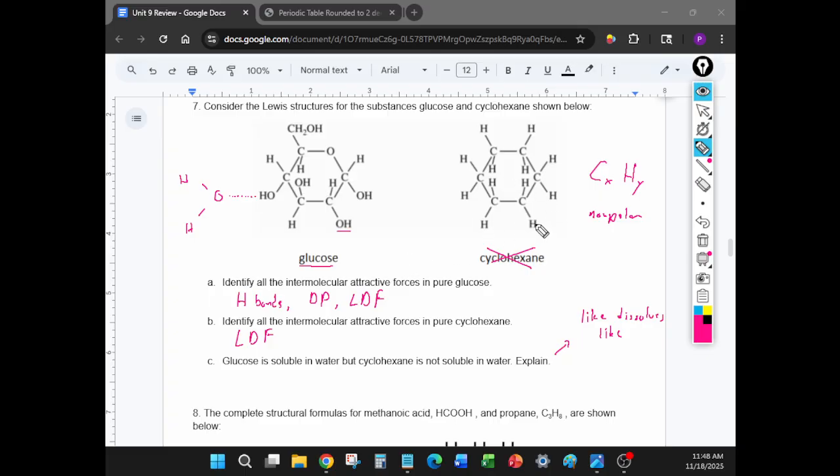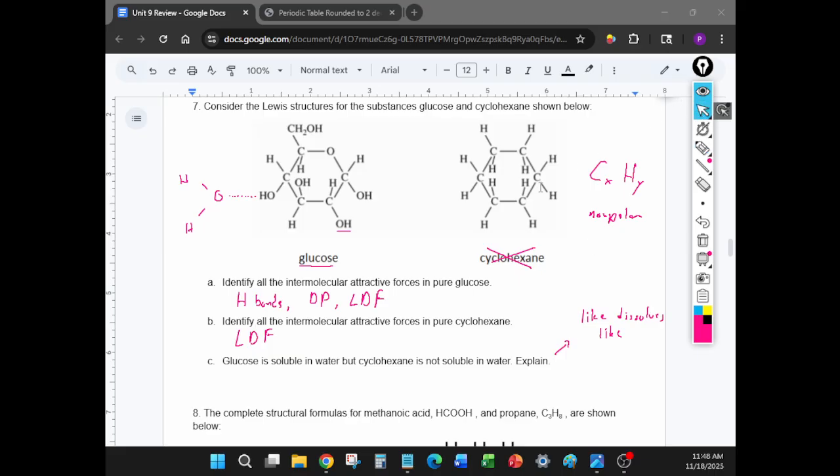But if you look at cyclohexane, there's nowhere for any polar intermolecular forces to act, and that's the reason why. So for your answer, you can literally just write like dissolves like and explain it. Polar dissolves in polar, and glucose and water are polar, but cyclohexane is non-polar. That's a totally fine explanation. But keep that in mind: like dissolves like. Polar stuff dissolves in polar, but non-polar does not dissolve in water. Okay?